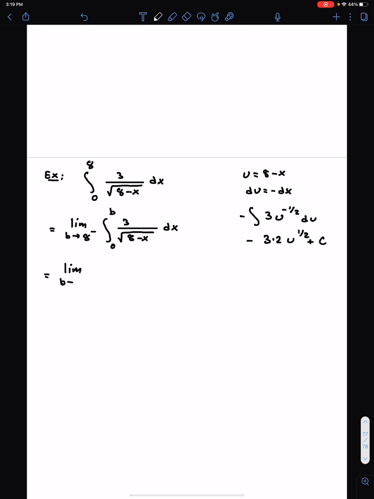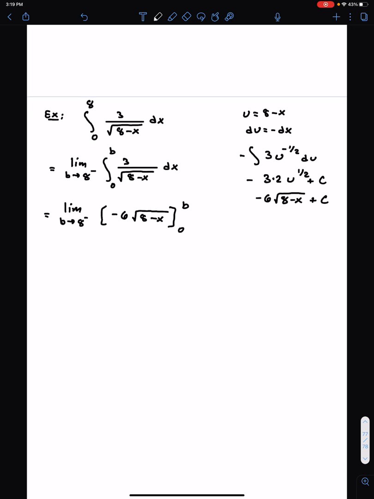So this is the limit as b approaches 8 from the left of negative 6 square root of 8 minus x, and evaluate it at 0 and b. So negative 6 square root 8 minus x plus c. So I integrated it off to the side. When I put it back with bounds of integration, I remove the plus c.